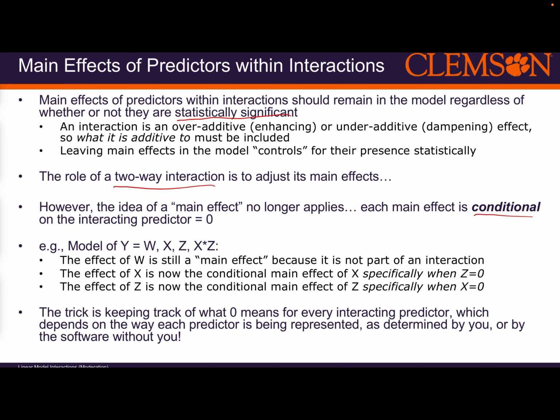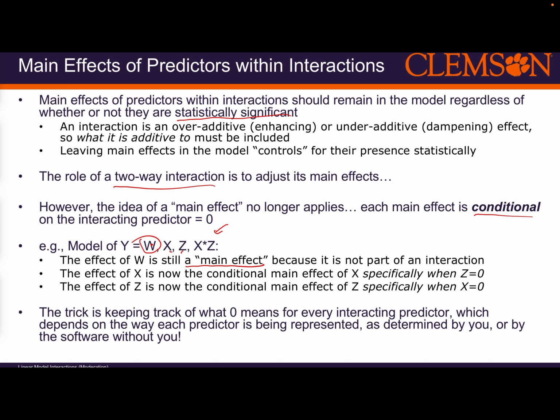All right, so if we had a model of y being predicted by a variable w, x, z, and then the interaction between x and z, the effect of w is still an unconditional main effect because it is not part of an interaction, right? So it is the effect for everybody on y.